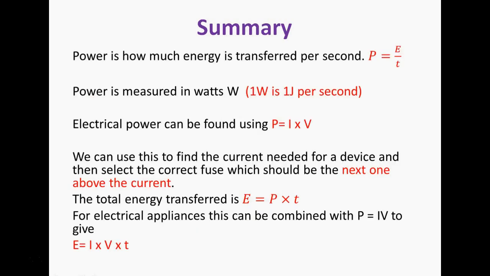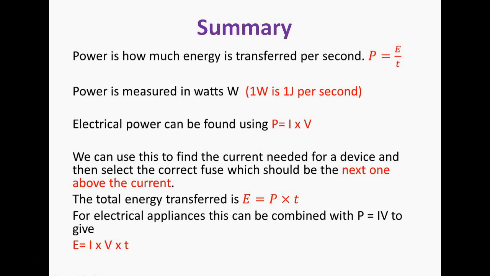So here is a super quick summary slide. Power is how much energy is transferred per second, and we can find it using the equation power is energy divided by time, where time must be in seconds. Power is measured in watts, where 1 watt is 1 joule per second. And we can find electrical power if we know the current and the voltage, using power is current times voltage.